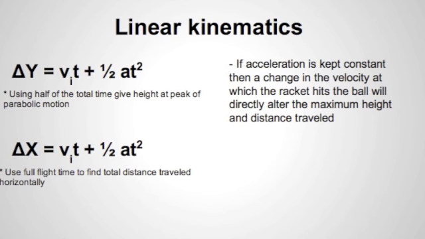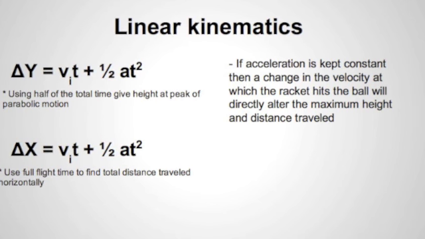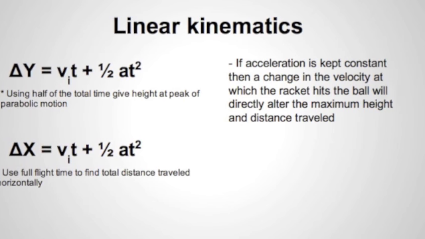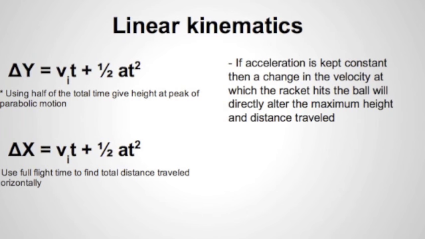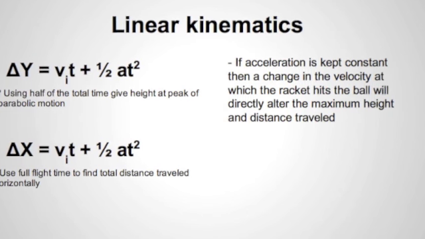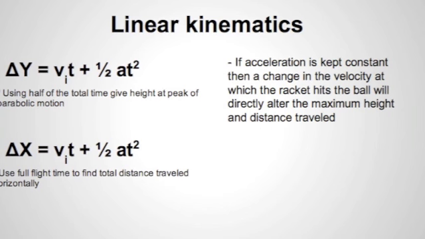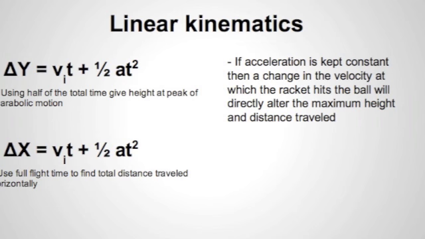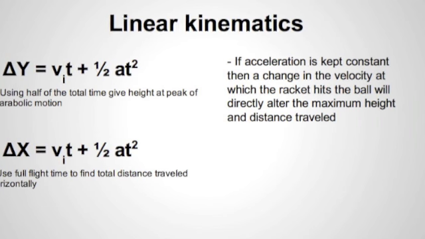Using the same formula, but using delta x for distance traveled instead of delta h, and using the total time the ball is in the air, we can calculate the maximum distance the ball travels. We can also see the same direct correlation between the velocity at which the ball is struck and the distance the ball travels. As velocity increases, so does the distance the ball travels.